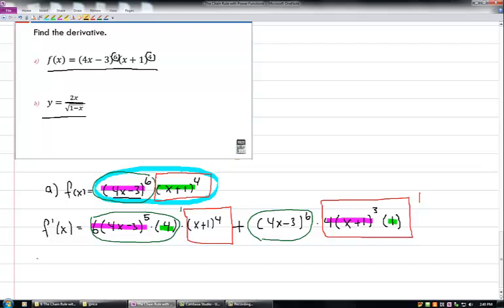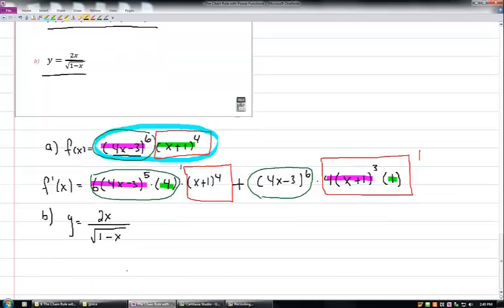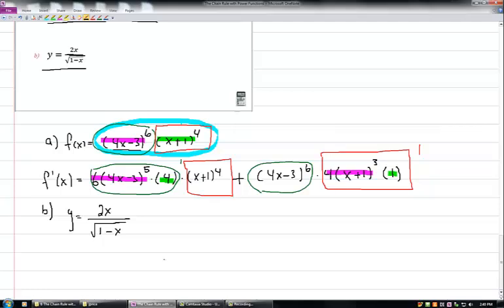So on part B, I know I'm going to have to use the quotient rule and a chain rule on it. So y is equal to, and I know this because, for one, I'm dividing, so that means I'm going to have to use a quotient rule sometime. And then on the bottom, I have the square root of this quantity, 1 minus x. Before I can even get started on this, I need to write that bottom as a power.